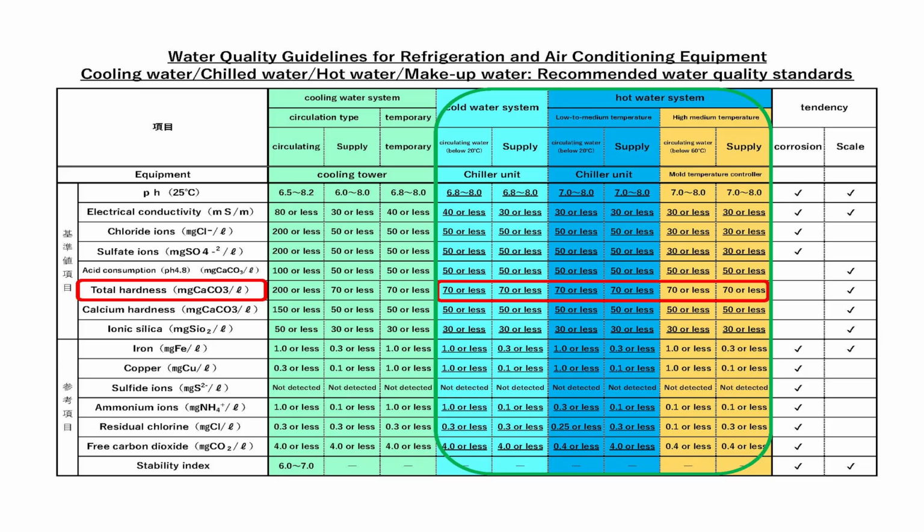And when used as circulating water for chillers and temperature controllers, the guideline for total hardness is medium hard water with a value of 70. The area enclosed in the red box is relevant, and when circulating water in chillers and mold temperature controllers, a total hardness of 70 or less is considered desirable. However, there is a catch here.